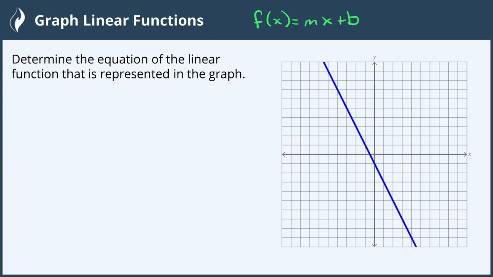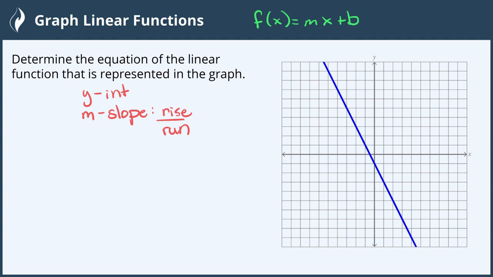Here we look for two things. We want the y-intercept, or the initial value, and we're also looking for the slope, or m, the rate of change. Slope is rise over run.